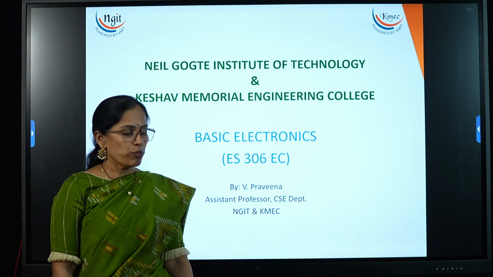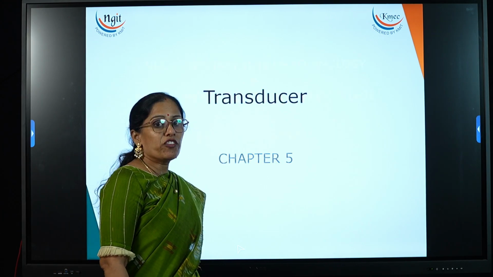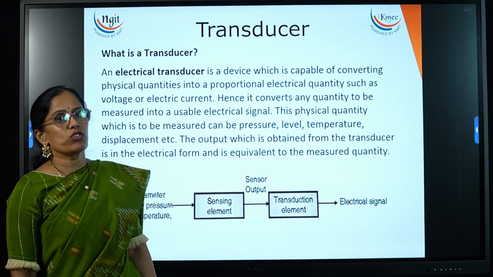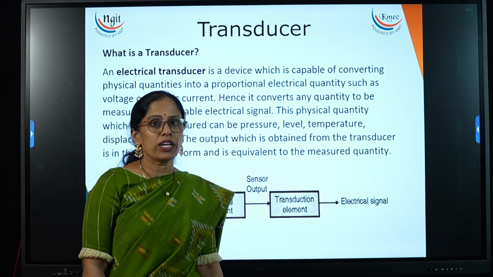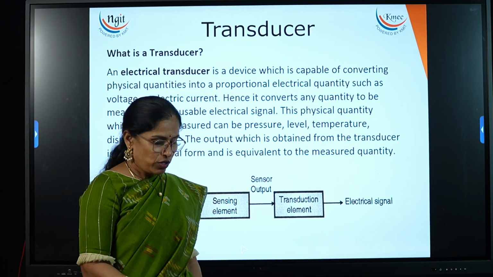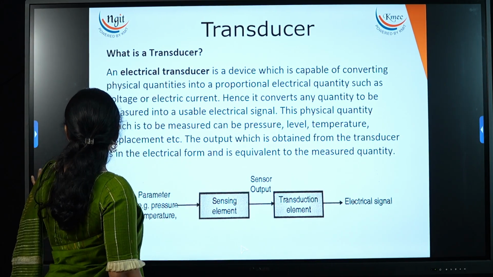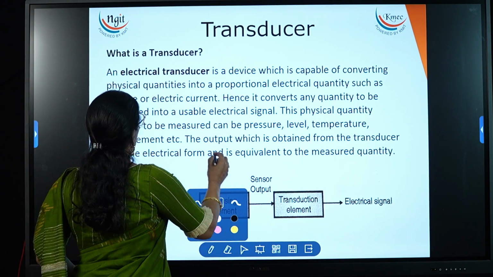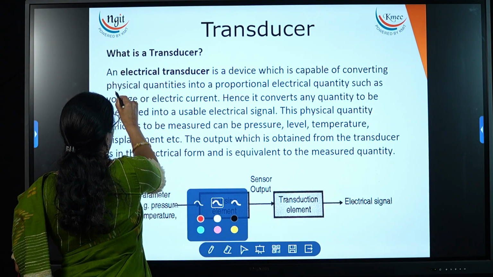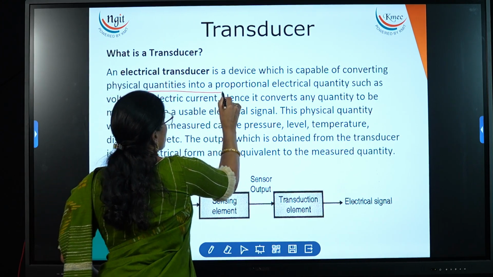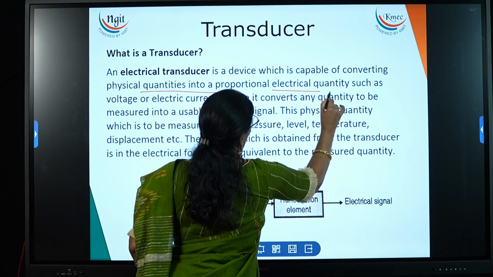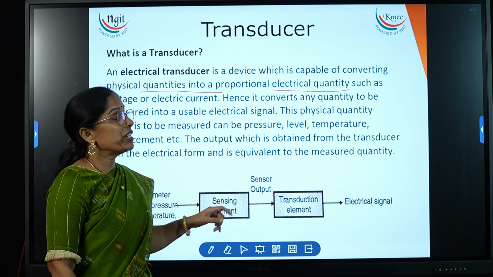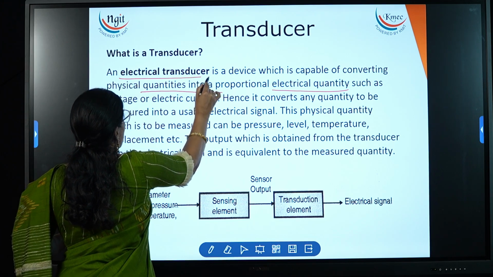Now in the first topic we will see the definition of transducer and types of transducer. Now what is a transducer? A transducer which converts one form of energy into another form is called a transducer. Here we will discuss the electronic transducer, which will convert one form of energy into electrical form. Here the output is directly proportional to the physical quantity. So this is converting one form of energy into an electrical quantity, and is called an electrical transducer.